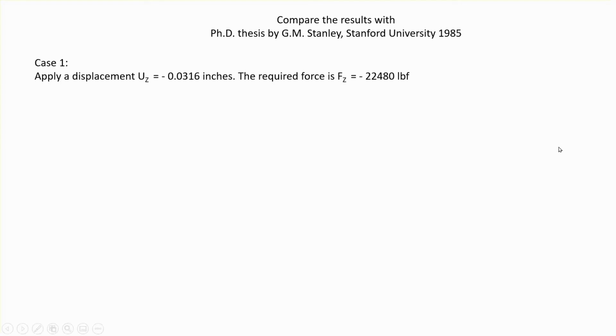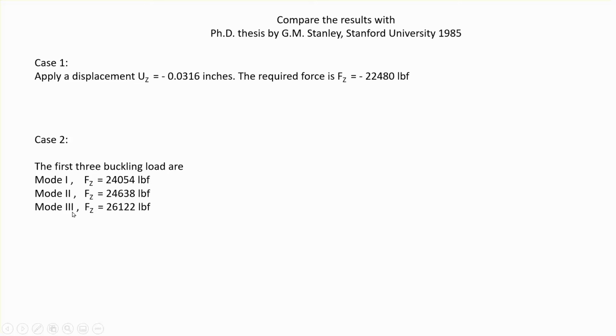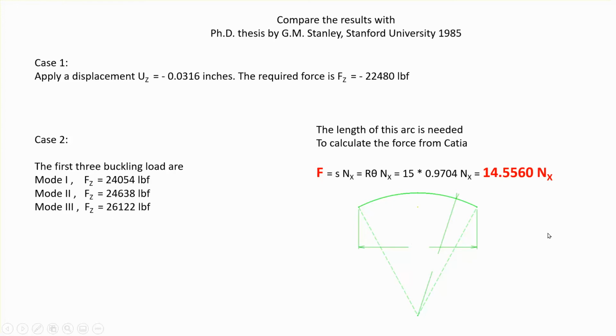So there's going to be two parts to this second part. One is a static case. In other words, we're not going to assume buckling. We just apply a displacement to one of the sides and then calculate the reaction force. This is the result from Stanley's thesis, and we're going to compare against that. And then we're going to do a buckling analysis. His calculation shows that these are the first three buckling modes. We'll come to this in the second video segment.